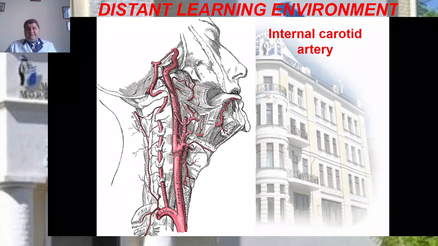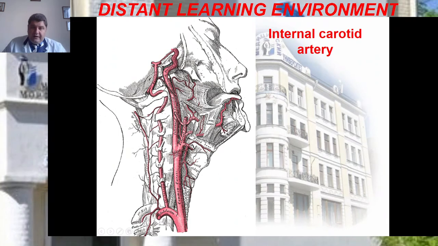So this part has a bend, or flexure, here, and it also has branches. The first branch of the internal carotid artery passes from this part, the petrous or bony part of the internal carotid artery.